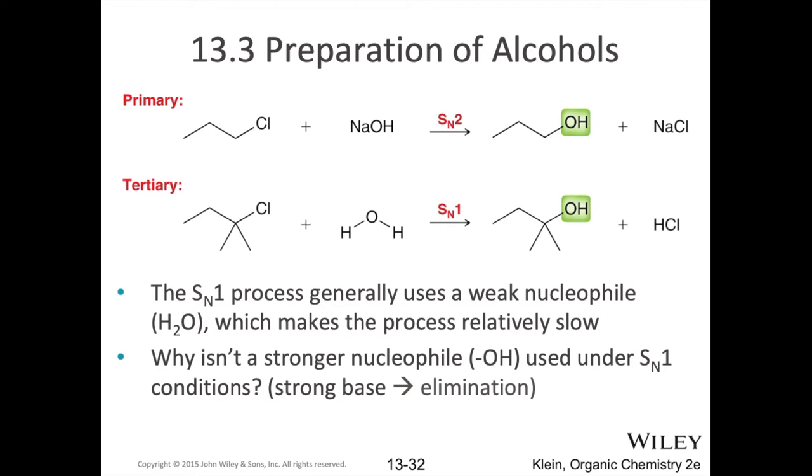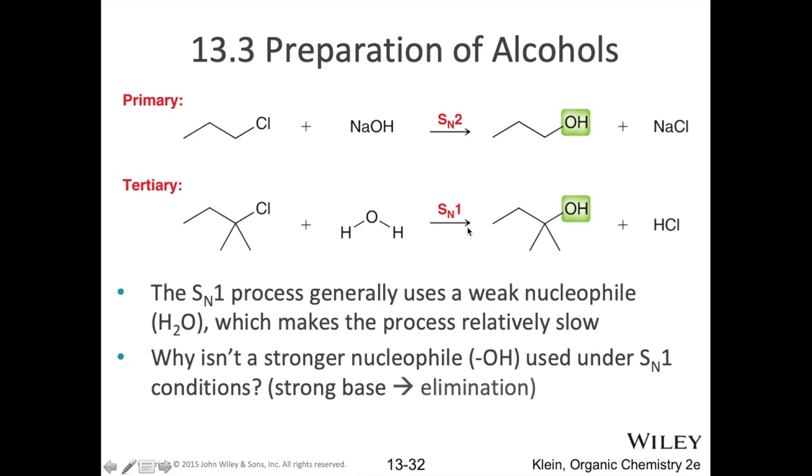So if you have a primary alkyl halide, which is more prone to SN2 due to that low steric hindrance, right? There's easy access for that nucleophile. We can see here we have sodium hydroxide. The negative charge on that hydroxide makes it a great nucleophile, and we can readily make this corresponding primary alcohol through an SN2 mechanism. Likewise, here we have a tertiary substrate, which forms a carbocation relatively easily, so we can use a weak nucleophile like water to do the SN1 mechanism as well.